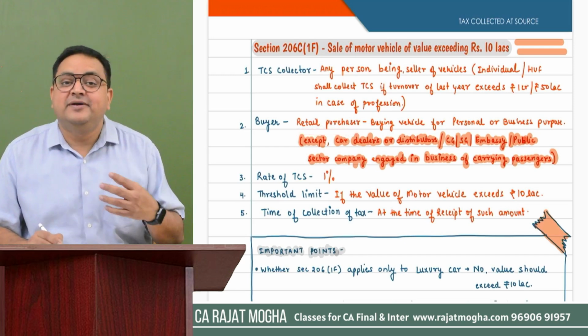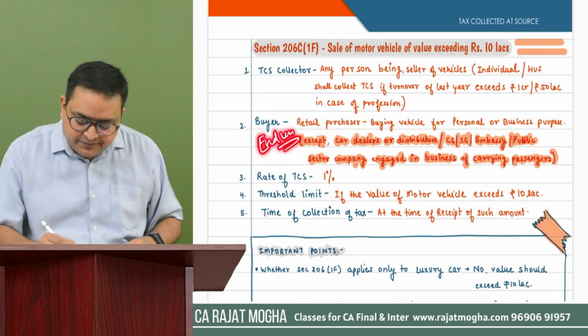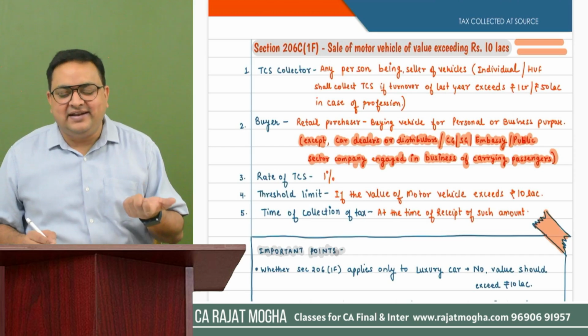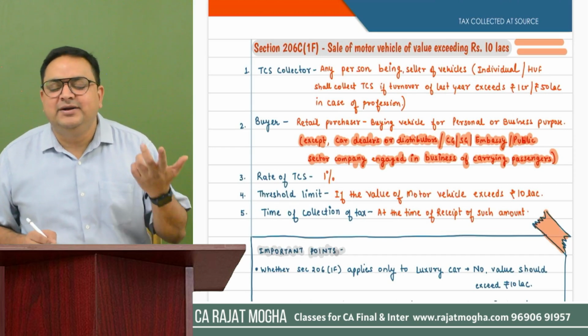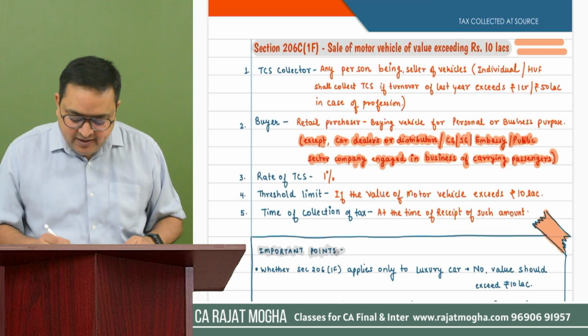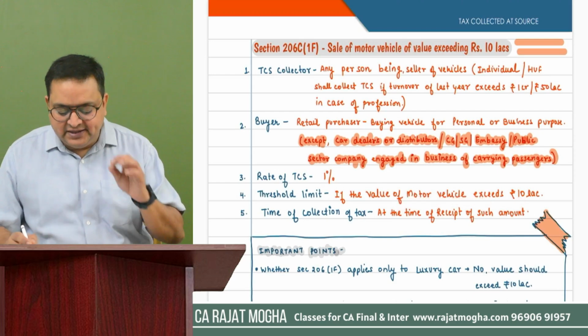Buyer is the retail purchaser. Retail purchaser means end user. You can write end user if the buyer is the end user. But if the buyer is the central government, state government, foreign embassy, or foreign consulate, then TCS provisions will not apply, right? Rate of TCS, you should understand, is 1%. Threshold limit: if the motor vehicle is more than rupees 10 lakh, then TCS will apply.